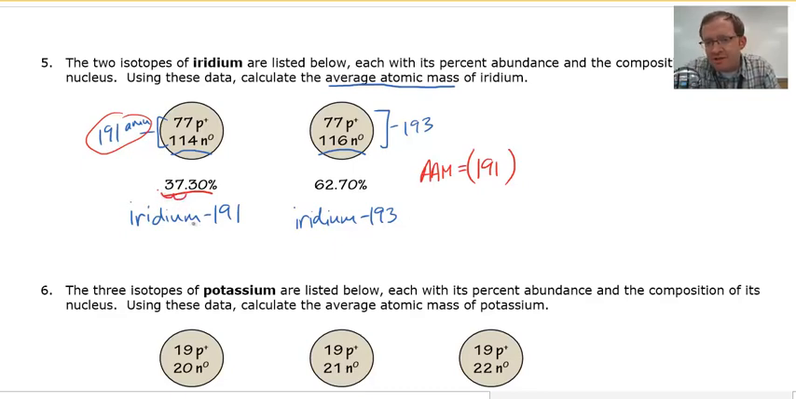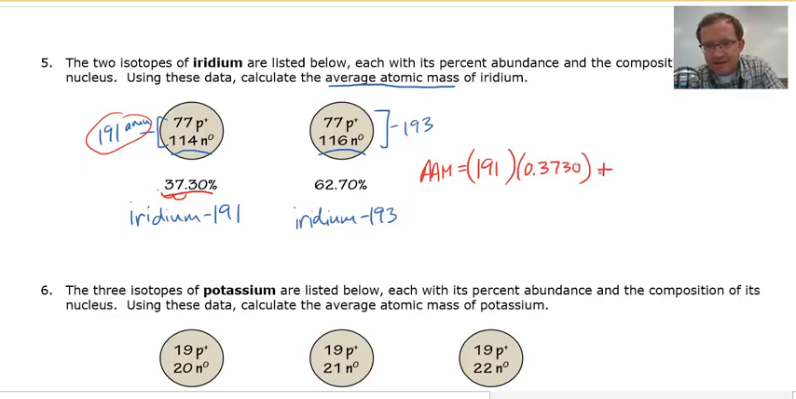Think about it this way. If something was 75% of the isotopes, to write 75% as a decimal, you would write it as 0.75. You move the decimal point 2 to the left. And the same thing if it were 50%, we'd call it 0.5 or 0.50. So in this example, 37.30% written as a decimal is 0.3730.